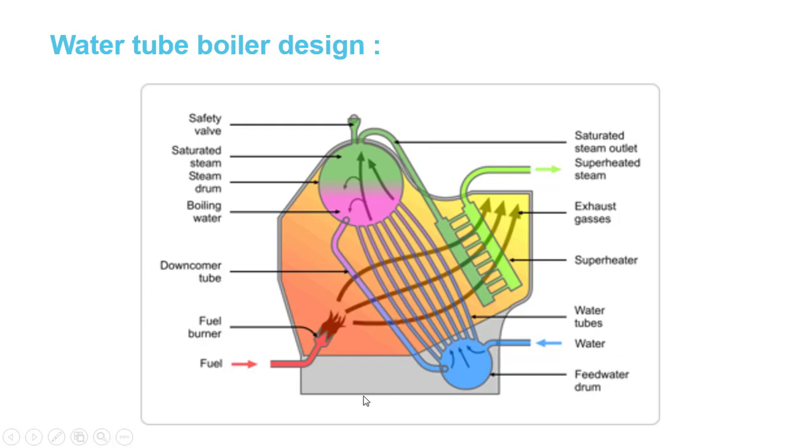So there are many components. Fuel, then fuel burner. You can see the downcomer tube, then boiler water, steam drum, saturated steam, and safety valve. At the bottom you can see the saturated steam outlet, and superheated steam. It starts as saturated steam from this drum, then it is converted into superheated steam here, then exhaust gases, superheater. This ladder kind of portion we call a superheater. Then water tube, water, feed water drum.